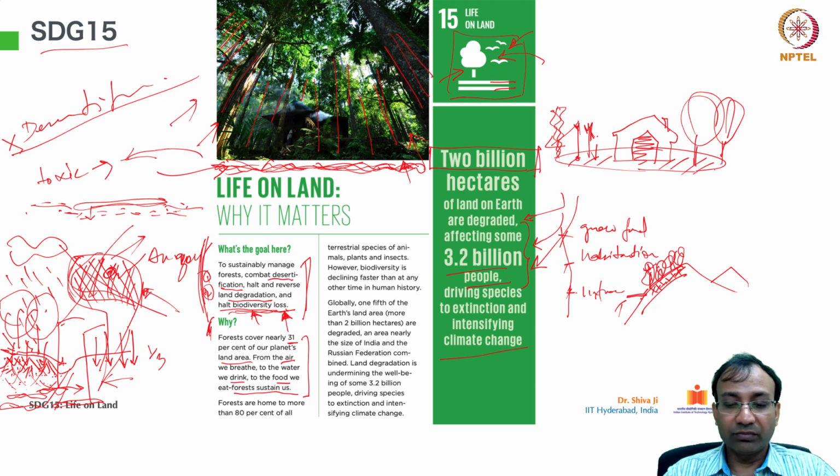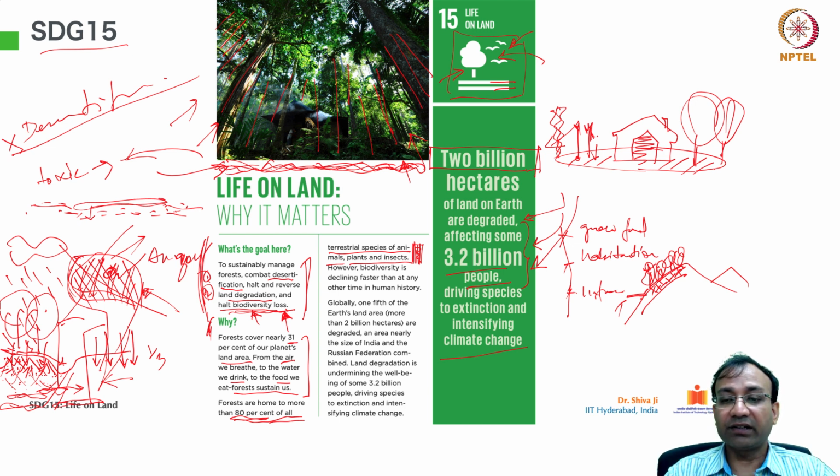Forests are home to more than 80% of all terrestrial species of animals, plants and insects. So you see, if forests are getting lost, all of this 80% of all sorts of species will be directly threatened, their existence is going to get threatened, right?